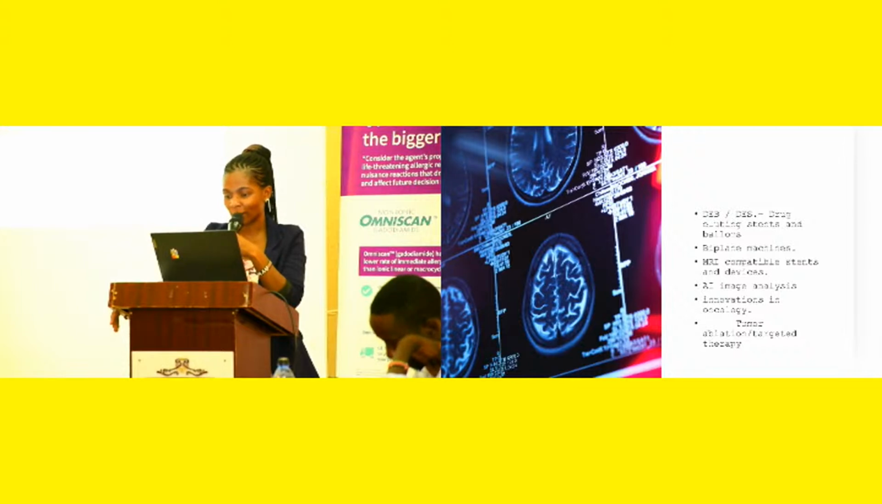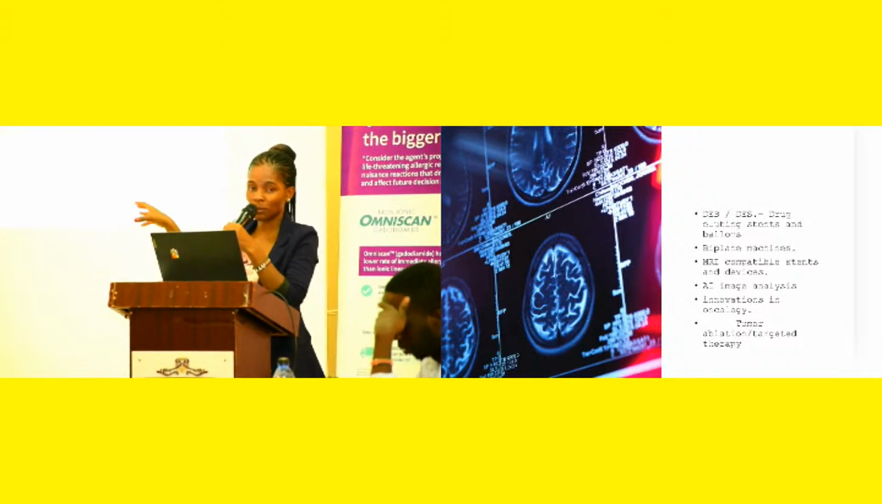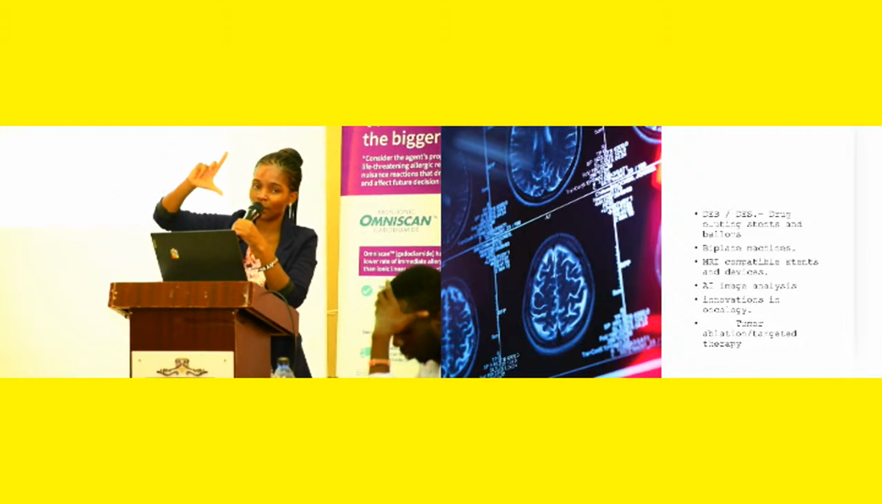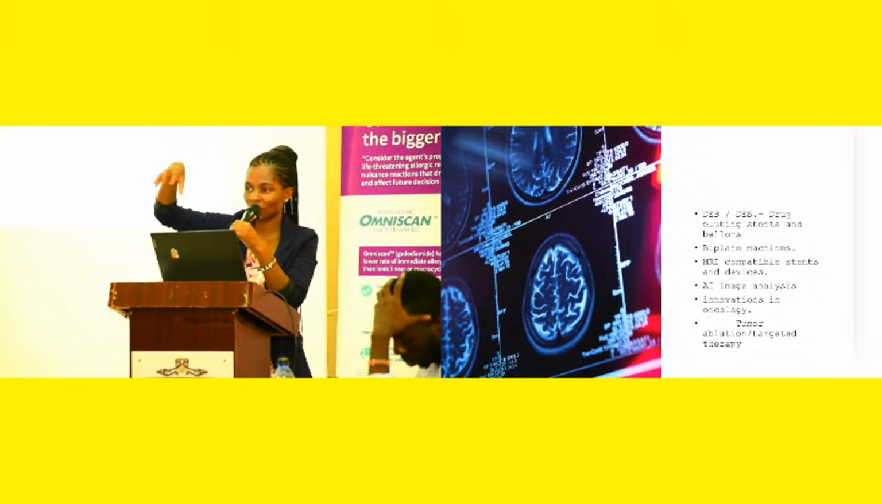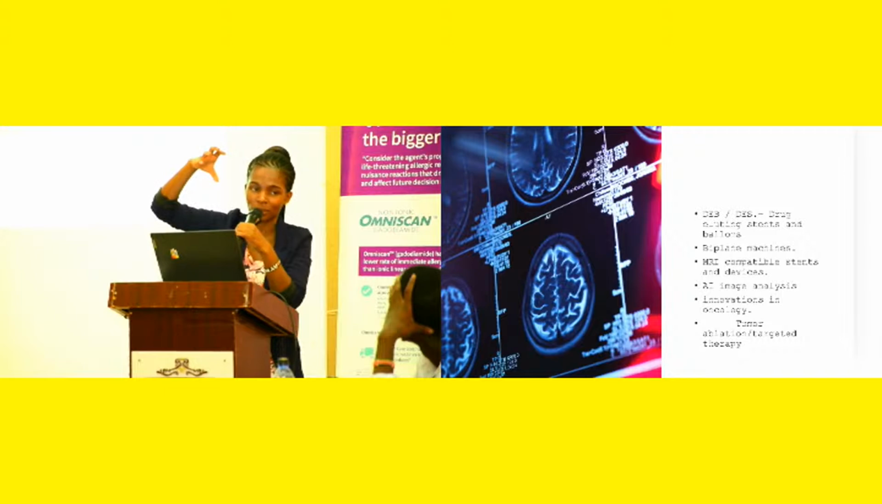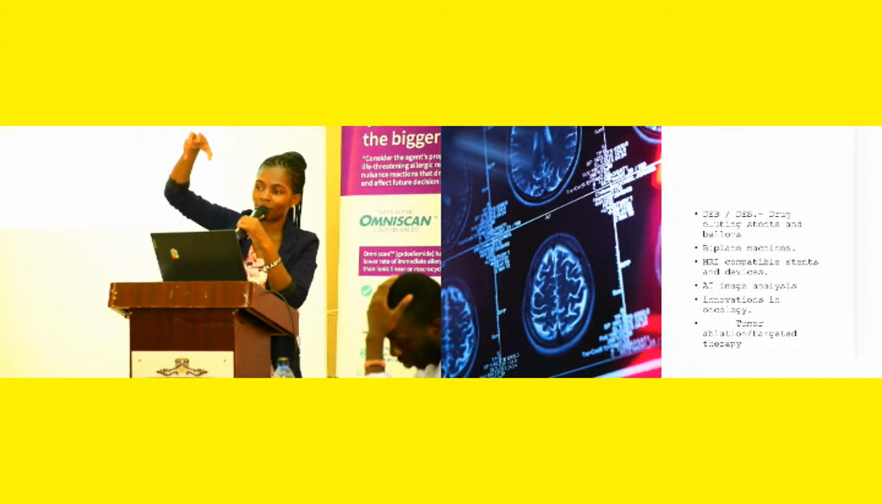We also have biplane machines. So the video that was playing, you've seen one C-arm, like a C, right? So now currently we have machines that have two of those C-arms. So you have one C-arm.